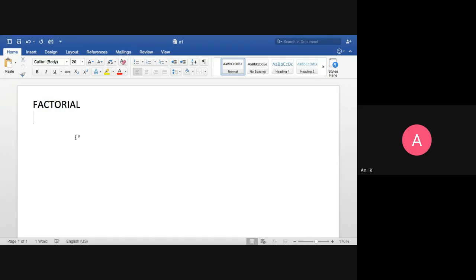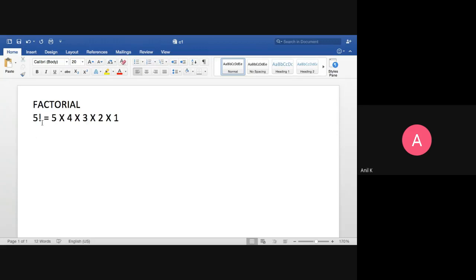Okay, so what is the factorial? For example, if I say 5 factorial, the symbol of factorial is this one, 5 factorial, which means I have to start from 5, multiply with 4, then multiply with 3, then multiply with 2, then multiply with 1. So this is the definition of factorial.